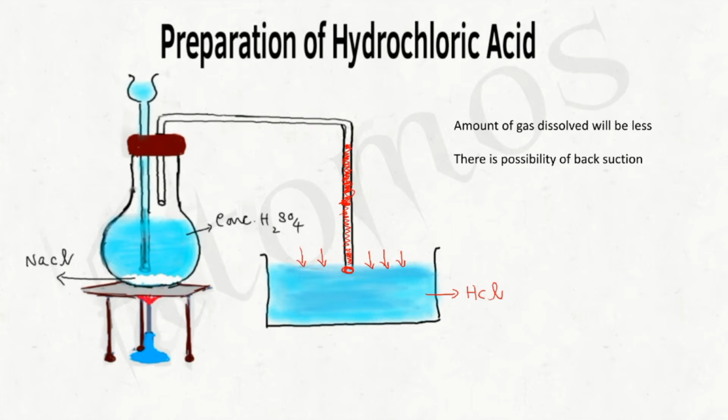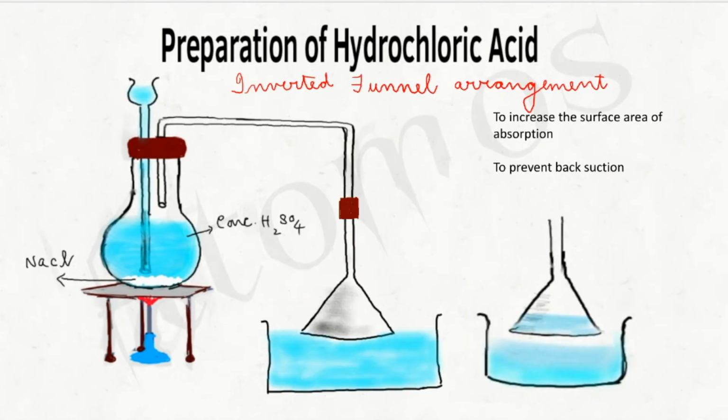The process of sucking back of water due to low pressure inside the tube is known as back suction. To prevent such an accident, we will be using this inverted funnel arrangement. What will be the advantage of using this inverted funnel arrangement? It has a greater surface area compared to that of a delivery tube, so the amount of gas dissolved at a time will also be greater. So one reason is that we can increase the surface area of absorption.